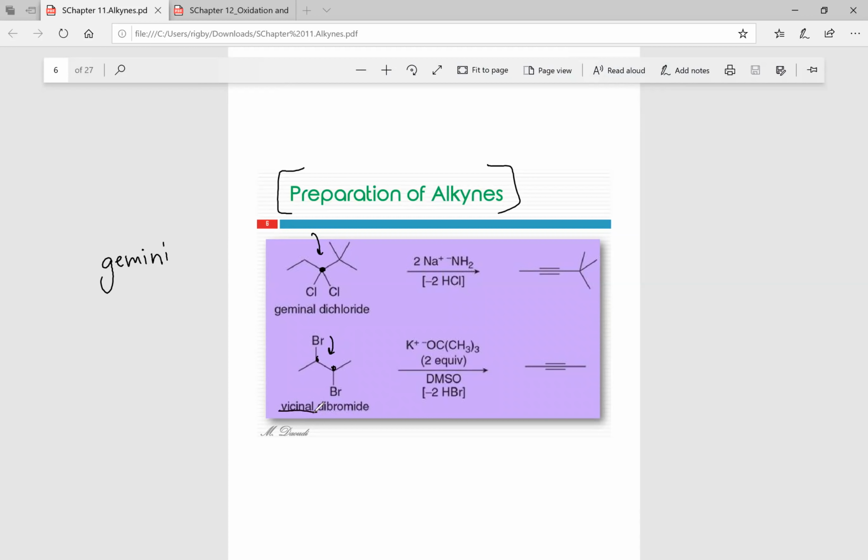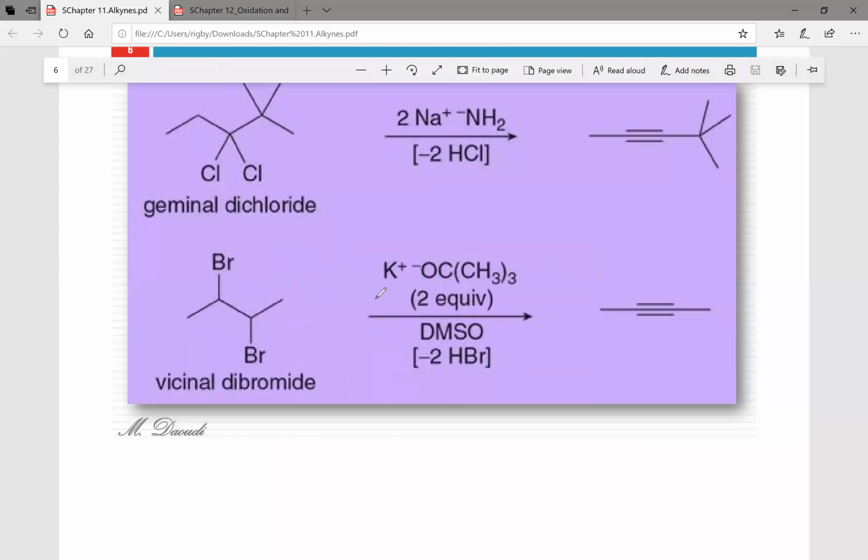Vicinal, they're sort of in the same vicinity, but they're not twins like the geminal dichlorides or the geminal dibromides. Instead, they'll be on carbons right next to each other. And this is an important distinction because they have to be on carbons next to each other to do this sort of elimination reaction. Because let's think about it. To do elimination, remember we're eliminating 1 leaving group and 1 hydrogen.